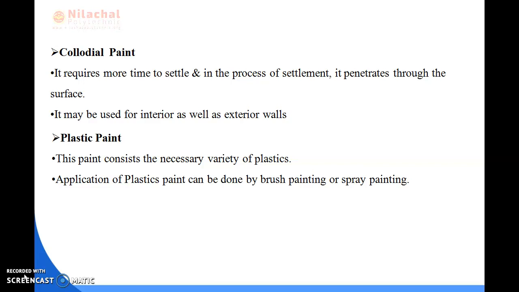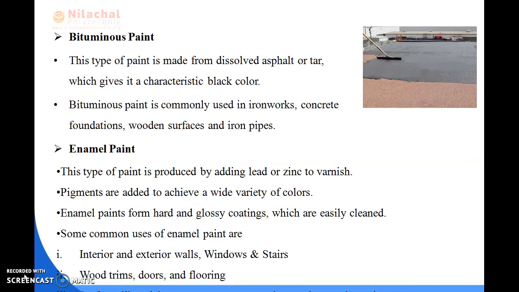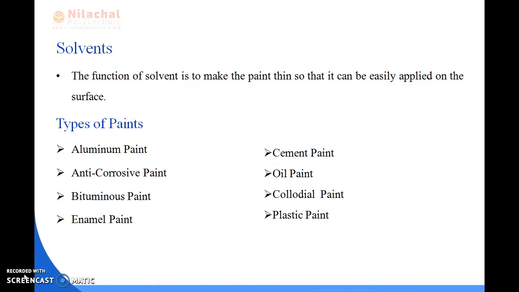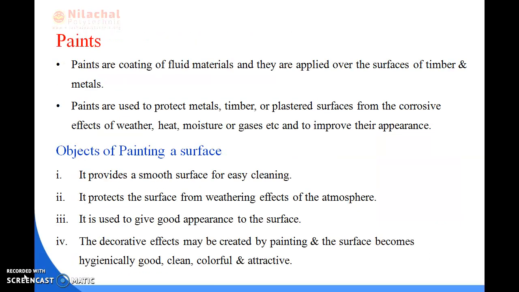We'll be reading about colloidal paint and plastic paint. In the previous slide we have already discussed the types of paint, the ingredients of the paint, and what we mean by paint. As all of us know, paints are coatings of fluid materials and they are applied on the surfaces of timber, wood or any type of surface.